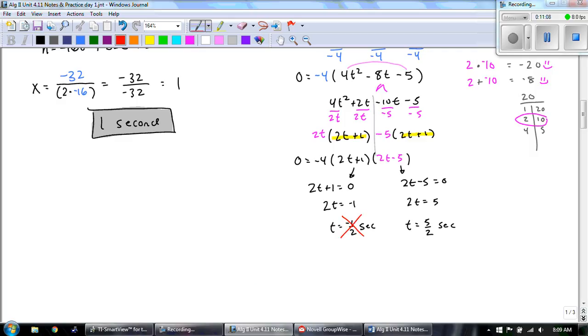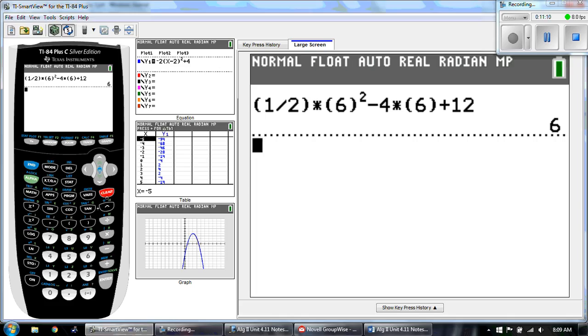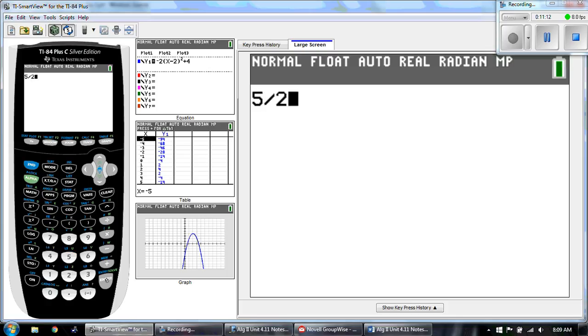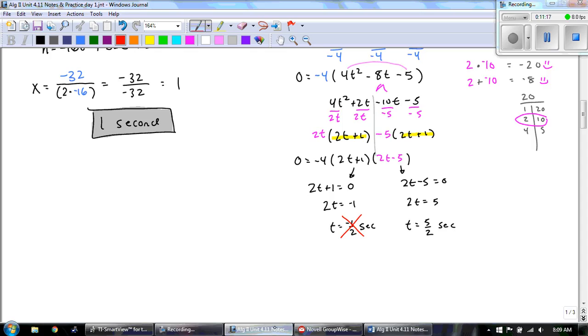I don't think so. So our answer is going to be the 5/2, and just remember, I want to know how many seconds. We wouldn't say, oh, it's 5/2 seconds. No, you would say that the time it took was 2.5 seconds. And there we go. That's our final answer. Okay?